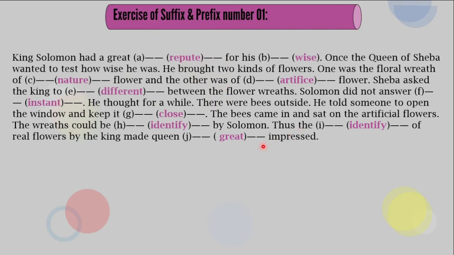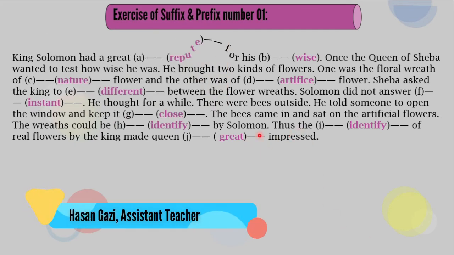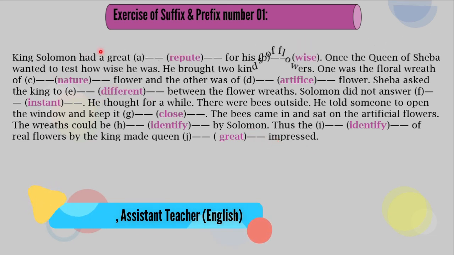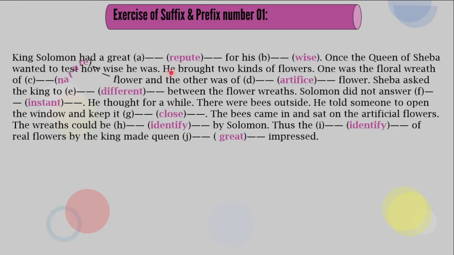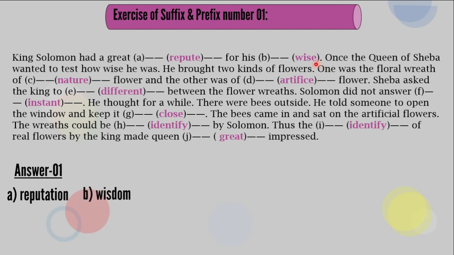King Solomon had a great repute for his wise. So here is the sentence. King Solomon has a great reputation, right? For his wise, for his wisdom. Once the Queen of Sheba wanted to test how wise he was. He brought two kinds of flower.